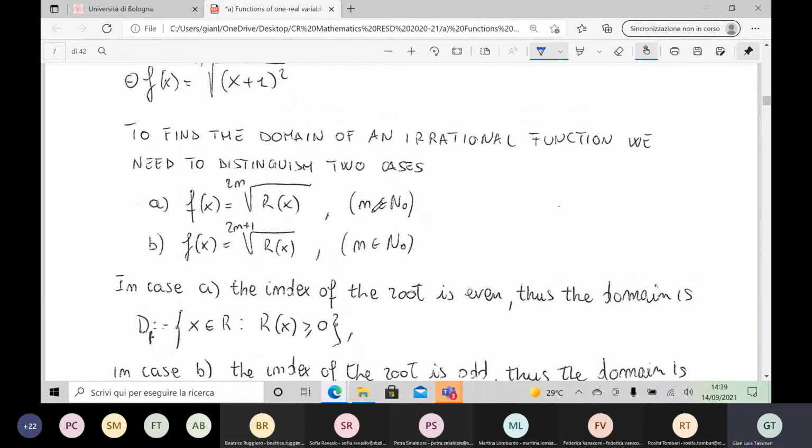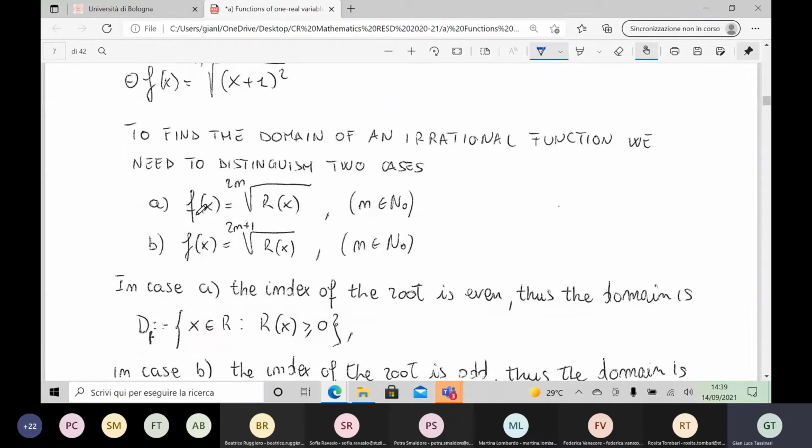N is odd, but you see here I wrote 2 times n. So 2 times 1 is 2. So when n is equal to 1, we have a square root of order 2. When n is equal to 2, we have a square root of order 4. When n is equal to 3, we have a square root of order 6. So you see that this way works.